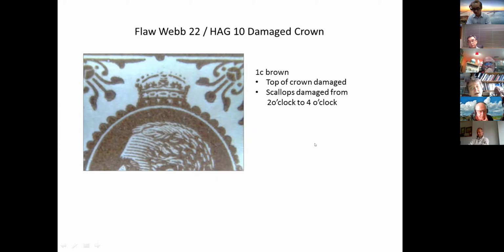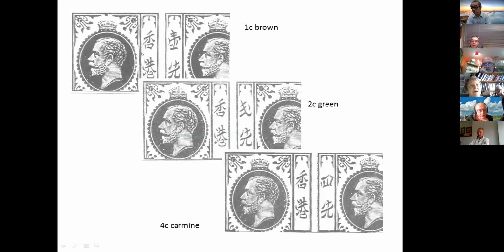And I began to wonder whether perhaps these were 3 different flaws rather than the same flaw, because they're not illustrated either in Webb or in Nick's book. I presume he didn't have any to photograph. And here they are, the 3 different types, the 1, 2 and 4 cent. And you can see the difference in the crowns and the difference in the scallops.